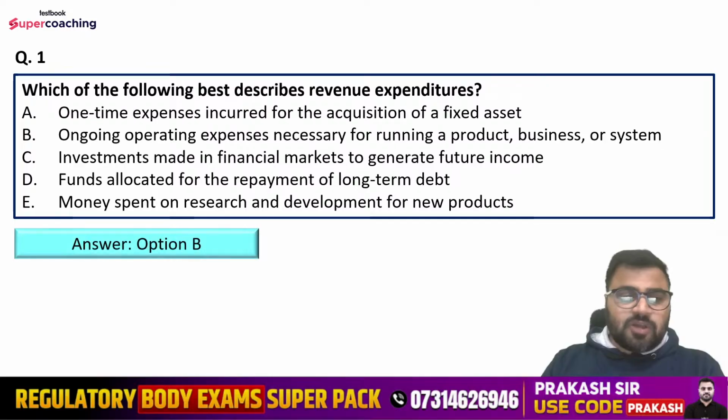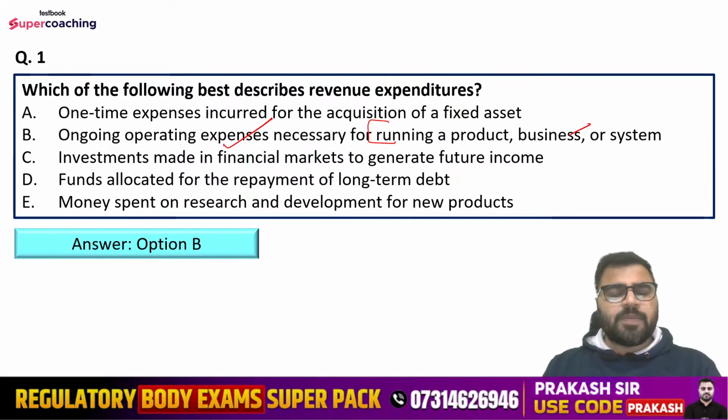So the right answer is option number B here, that is ongoing operating expenses necessary for running a product, business or system. So यहाँ पे revenue expenditure is nothing but ongoing operating expenses.